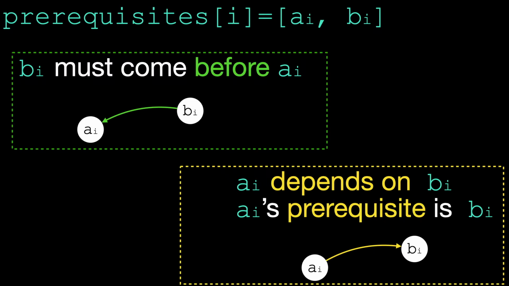Here's the interesting part. For this problem, we can build our graph using different interpretation. We can define a graph with an edge from bi to ai, means bi must come before ai, like this green part illustrates. The other way is we can define a graph with an edge from ai to bi, means ai depends on bi, or ai's prerequisite is bi, like this yellow part illustrates. They are kind of the opposite, or the reversed concept of each other.